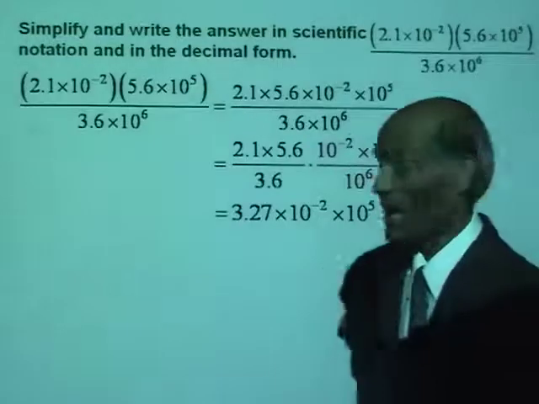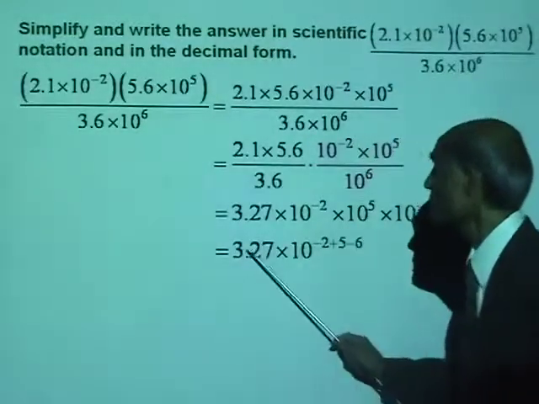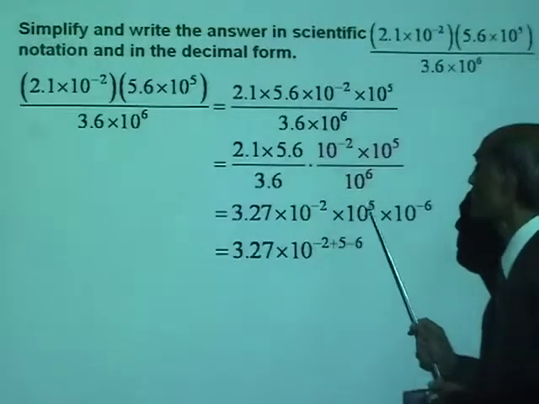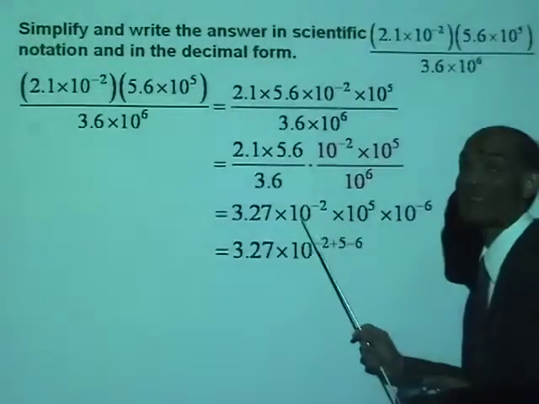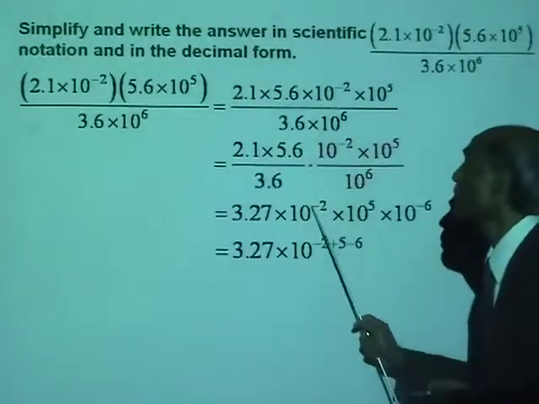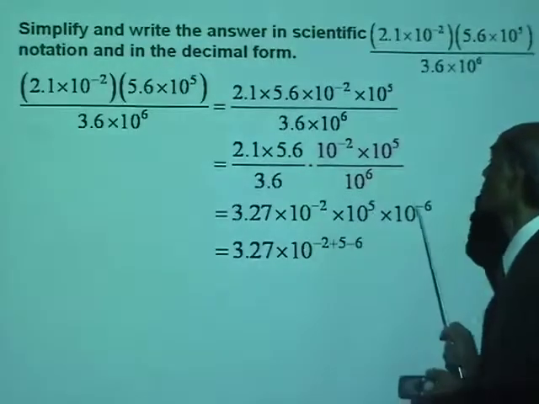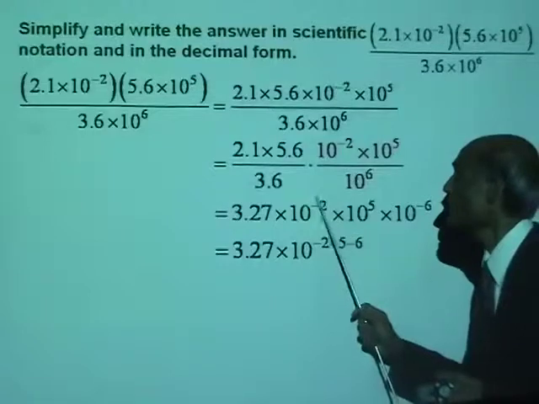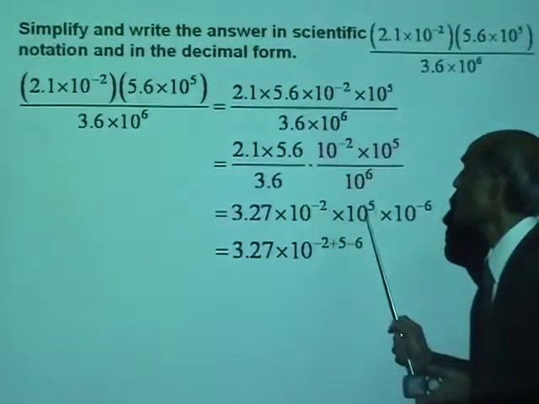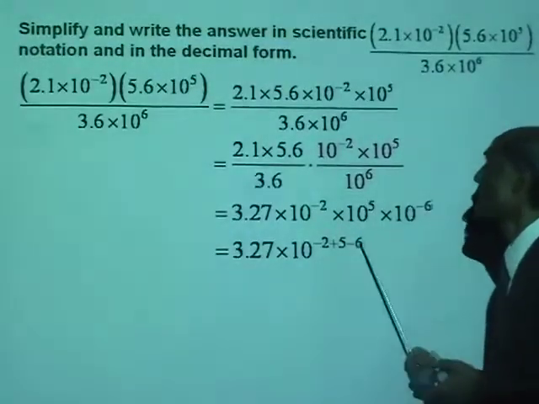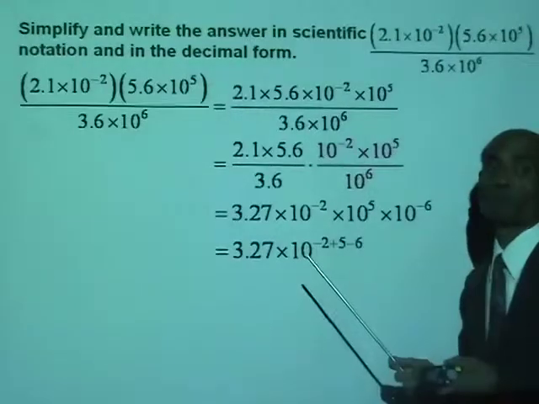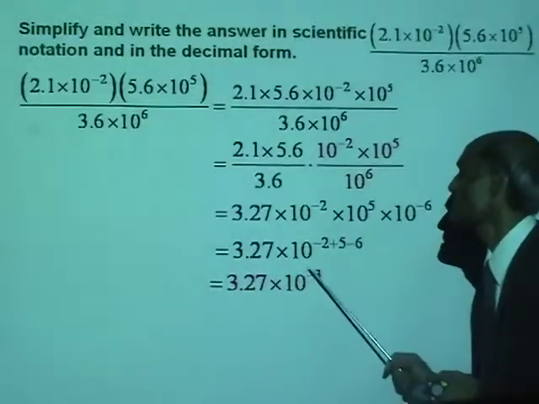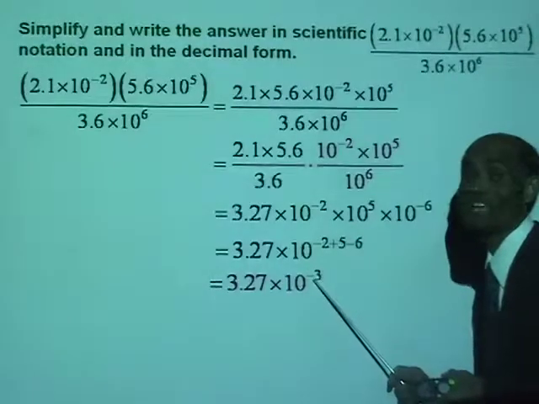Okay, what is now this equal to? This is 3.27 times... Use the product rule here. The bases are the same, therefore you add the exponents. That will be 10 to the power of negative 2 plus 5 minus 6. There you are. And that will be 3.27 times 10 to the power of negative 3.